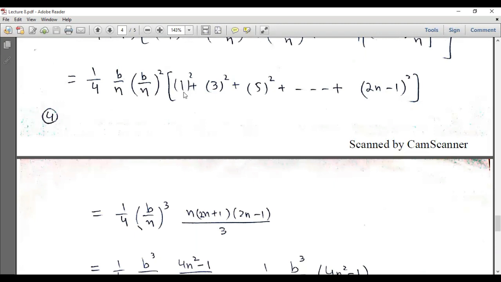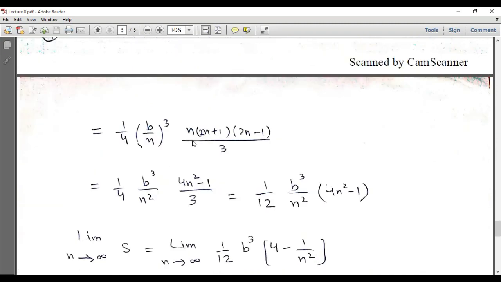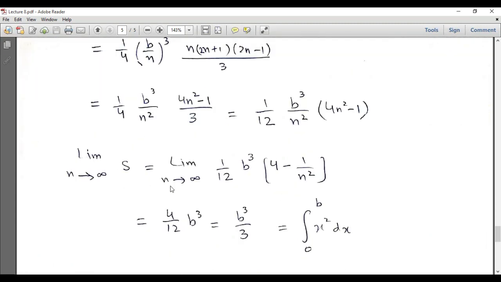So this sum of the squares of the odd terms is equal to n into 2n plus 1 into 2n minus 1 divided by 3, and here we have 1 by 4 b over n cube. So this can be simplified as 1 by 4 b cube over n square into 4n square minus 1 over 3, and it is equal to 1 by 12 into this expression. So now let's put the limit of n approaches infinity, and after putting this limit the final answer will be evaluated as b cube over 3, and again this is the same answer which we have obtained for right and left Riemann sums.